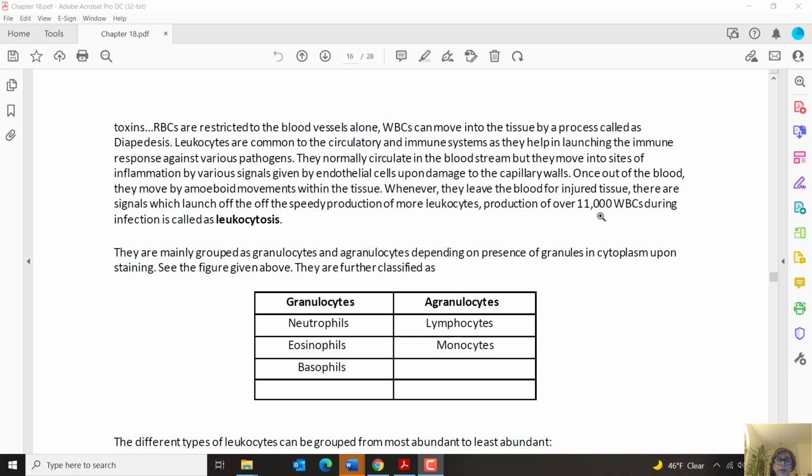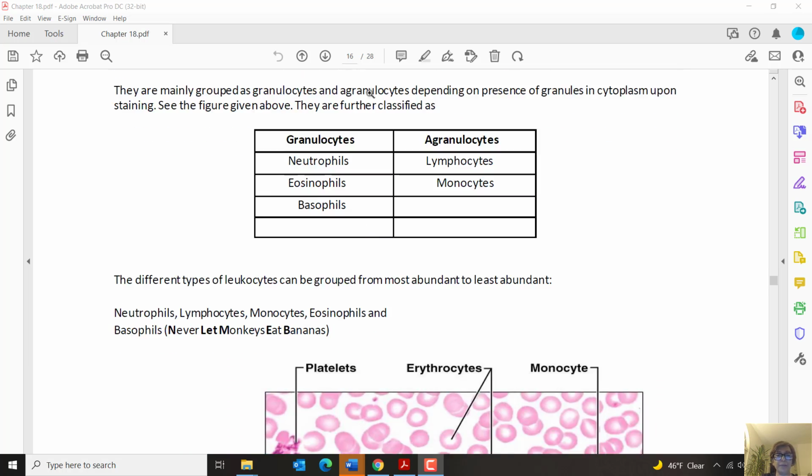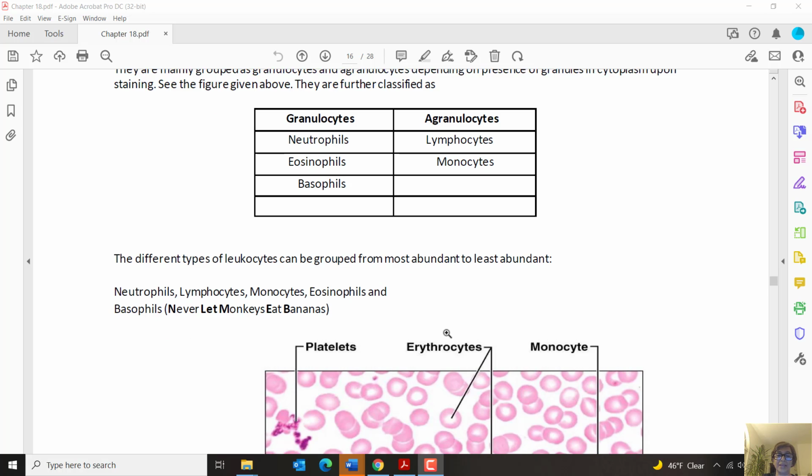There are about 11,000 WBCs, and if it is more than that number, then it is a sign of infection called leukocytosis. Could be infection, could be blood cancer. If we group them from most abundant to least abundant, those are neutrophils, lymphocytes, monocytes, eosinophils, and basophils. You can remember them as never let monkeys eat bananas.